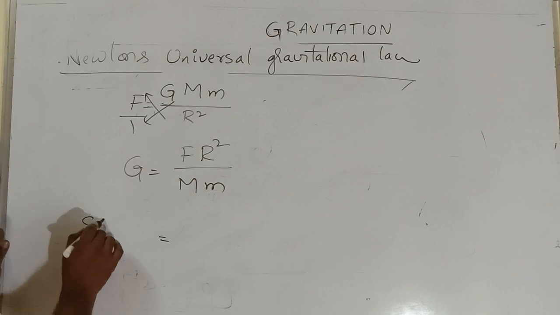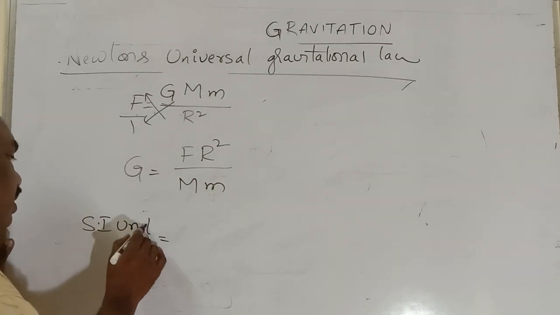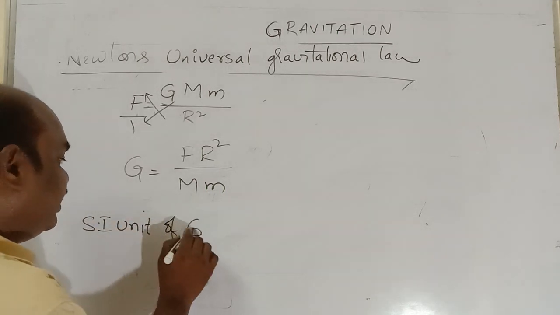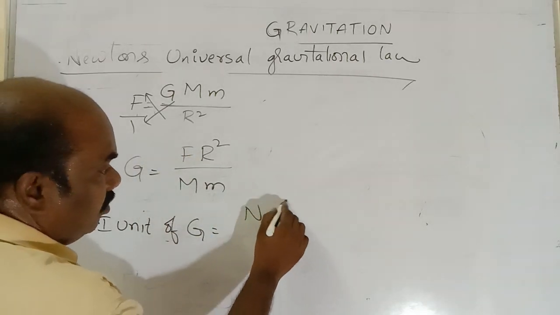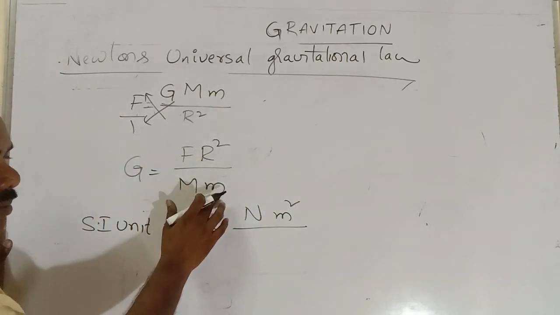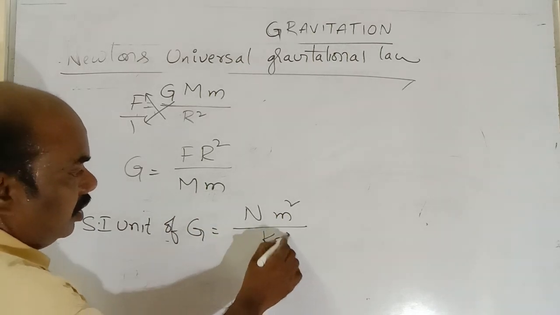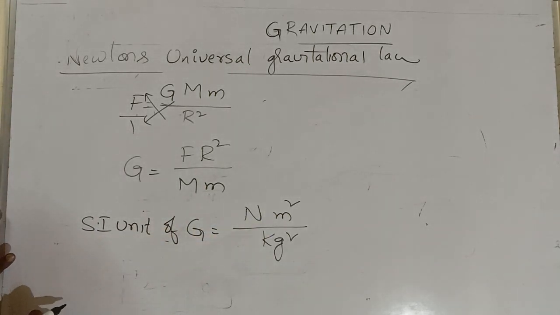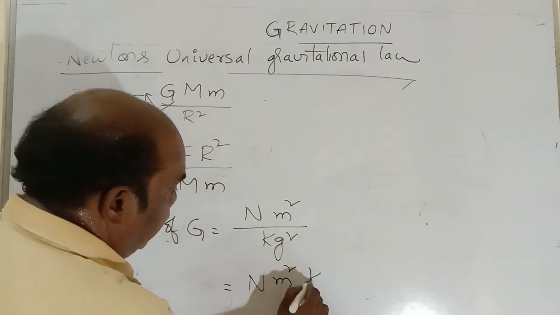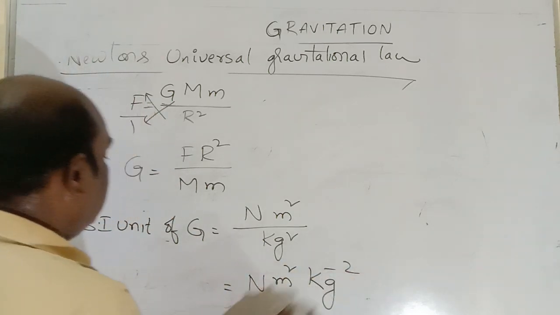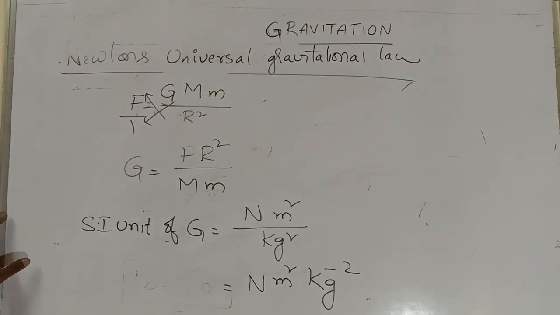Now, what is the SI unit of G? SI unit of capital G is equal to force SI unit Newton, distance meter square, by mass kilogram into kilogram, that is kilogram square. This is the SI unit of capital G. Also, you can write it as Newton meter square kg power minus 2.